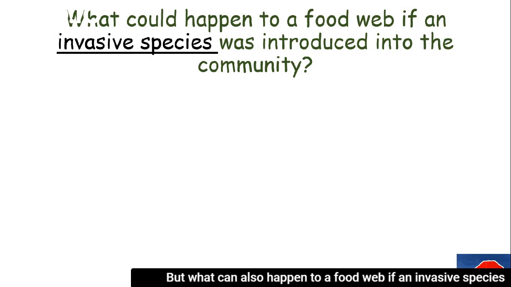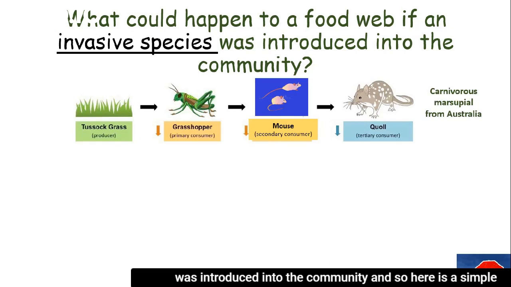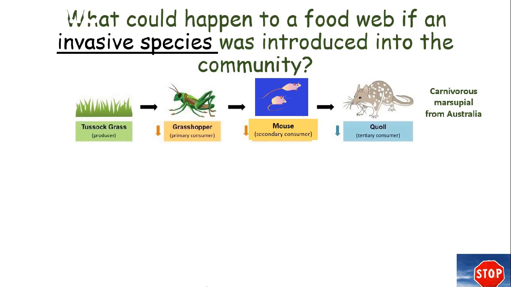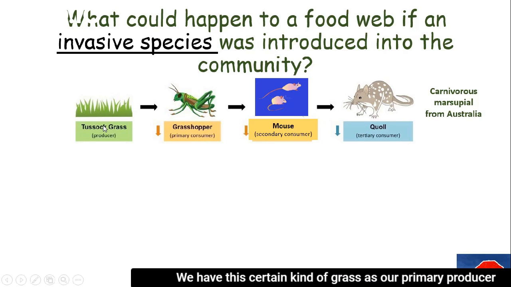But what could also happen to a food web if an invasive species was introduced into the community? And so here is a simple food chain from Australia. We have this certain kind of grass as our primary producer. Grasshopper is our primary consumer. Mouse is our secondary consumer. And this special kind of super predator, a carnivorous marsupial predator in Australia called the quoll, feeding on that mouse as a tertiary consumer.